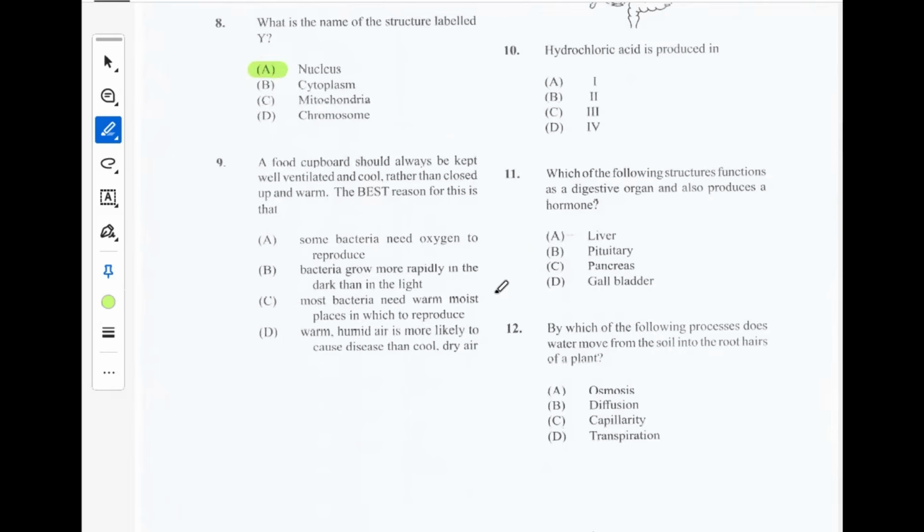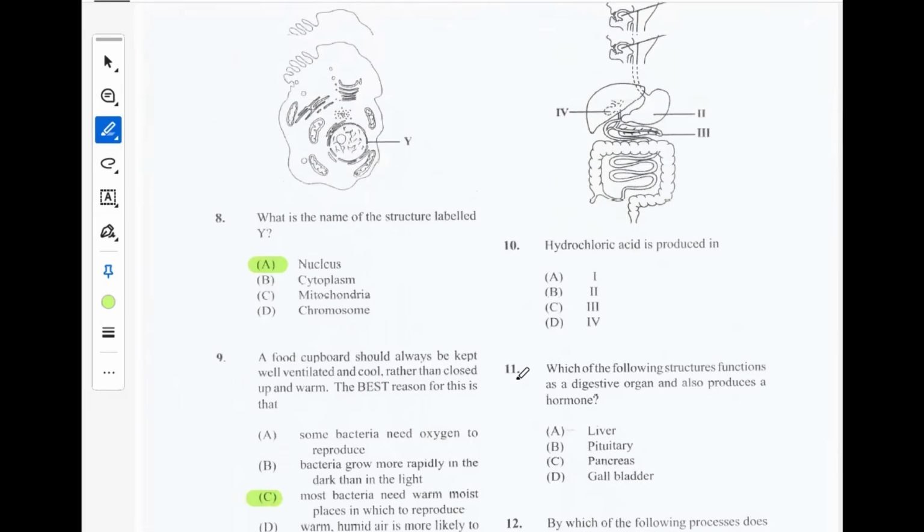Question 9. A food cupboard should always be kept well ventilated and cool rather than closed up and warm. The best reason for this is that, take some time to read through the answers, most bacteria need warm, moist places which reproduce. C is the answer.